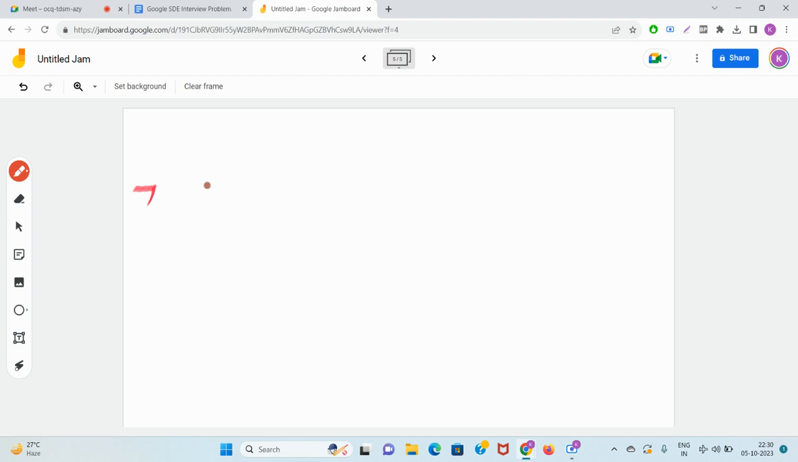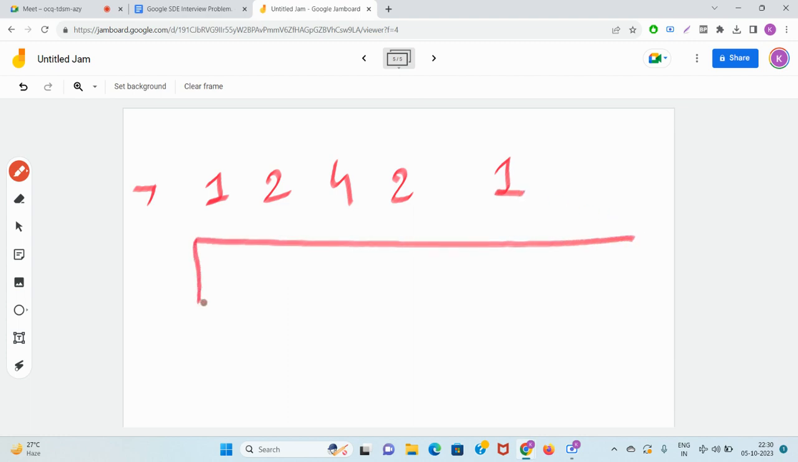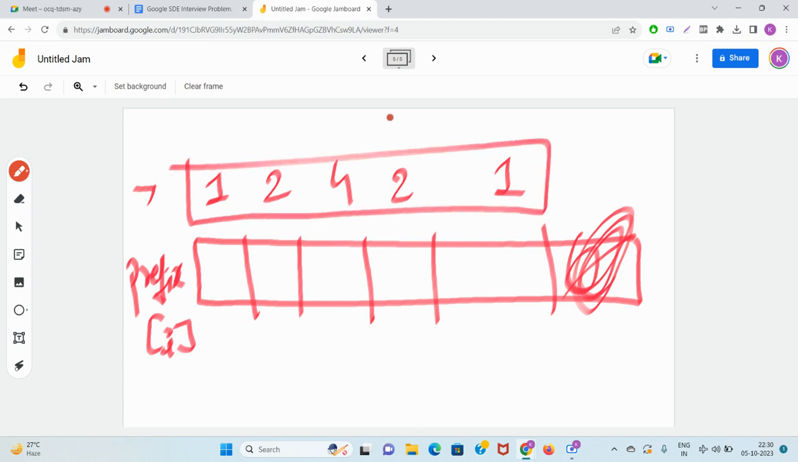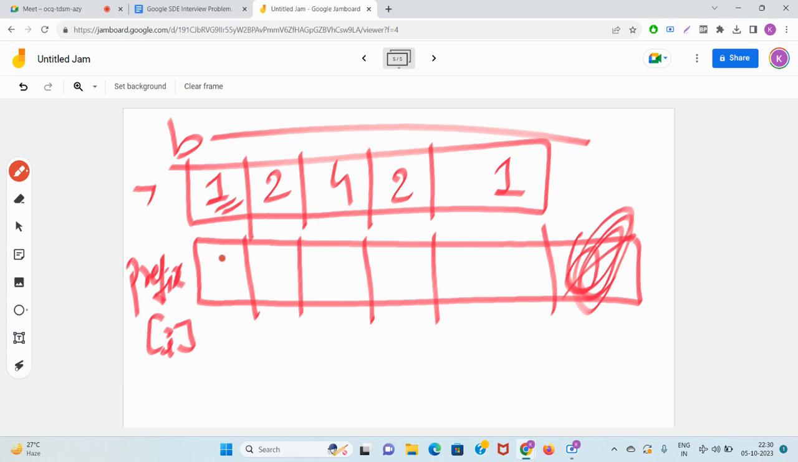This is my array: 1, 2, 4, 2, 1. I am creating a new array, prefix of I. Prefix of I should tell me the longest increasing subarray which is ending at index I. Okay. This is prefix of I, and say this is my array B. Guys, what is the longest increasing subarray which is ending at index 1? It is this one only. So the answer will be 1.